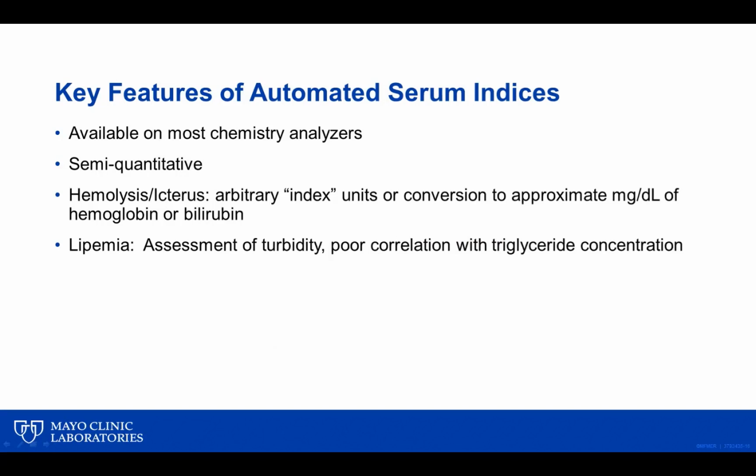Hemolysis or icterus indices can be expressed as arbitrary index units or converted, again, as I mentioned, to the estimated milligrams per deciliter of either hemoglobin or bilirubin. And then the lipemic index is really an assessment of turbidity, and so it does show a poor correlation with triglyceride concentrations. It's important to note, though, that while these measurements demonstrate decent precision, and there are obvious advantages over subjective visual inspection, most laboratories do not routinely QC those serum indices, and so they really should not be used to correct results.